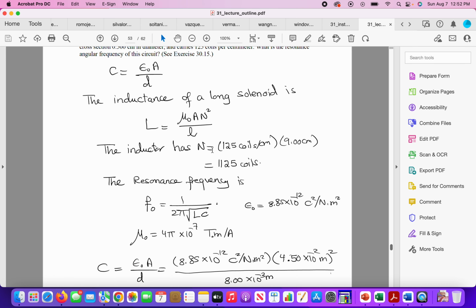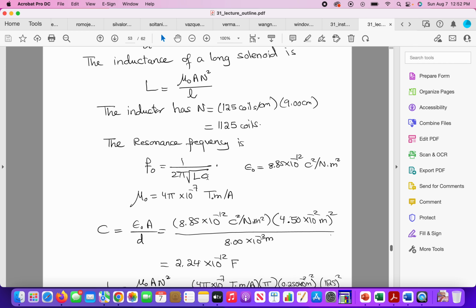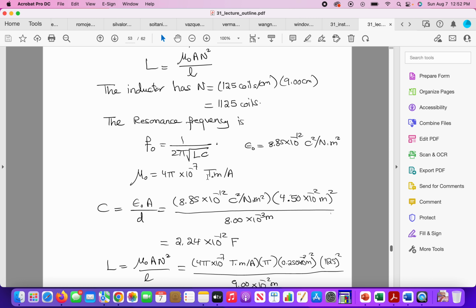This is not omega, this is the frequency, not the angular frequency. Epsilon 0 is 8.85 times 10 to the negative 12. This is the electric constant. Mu 0 is 4 pi times 10 to the negative 7. These are my constants. I can first calculate the capacitance as epsilon 0 A divided by d.